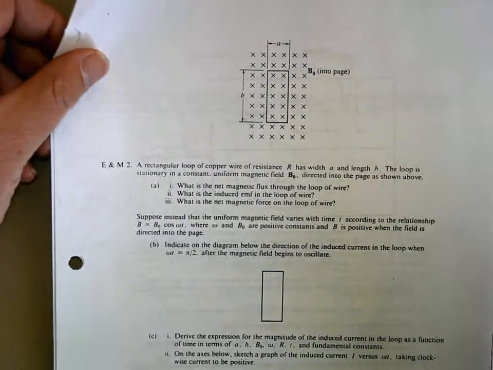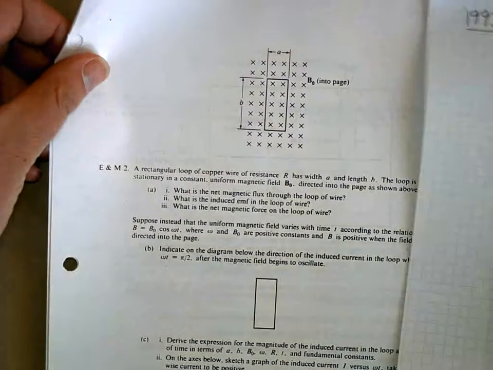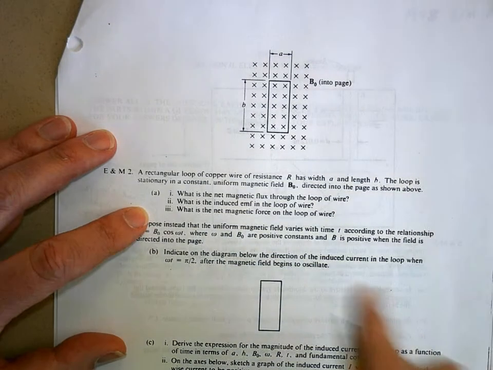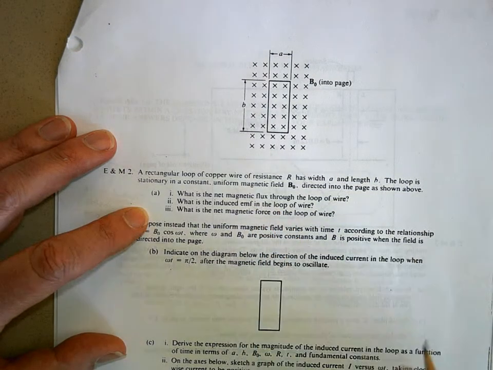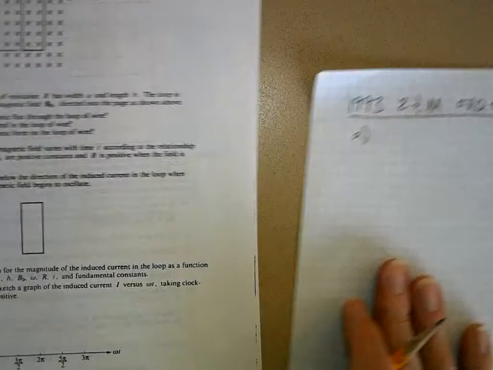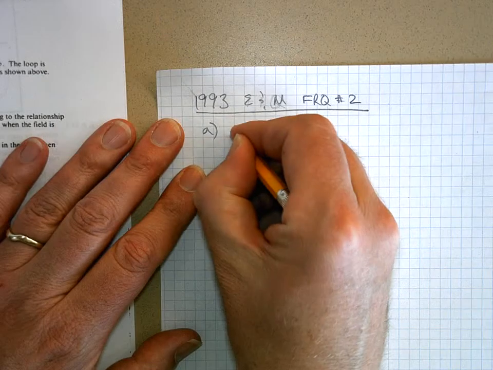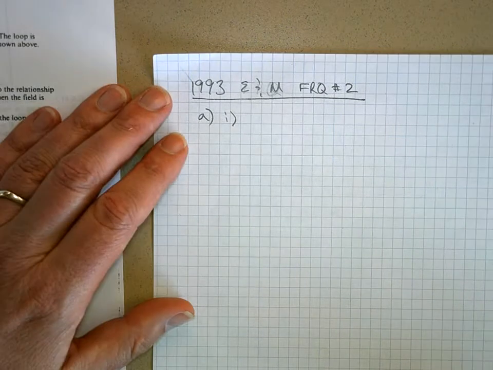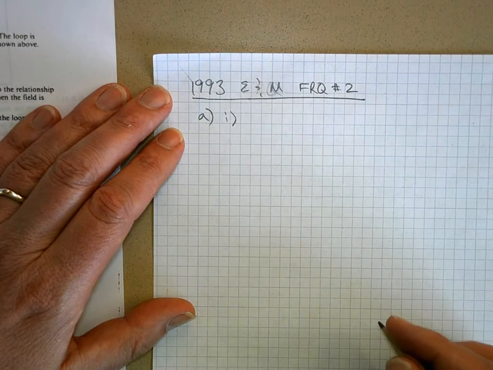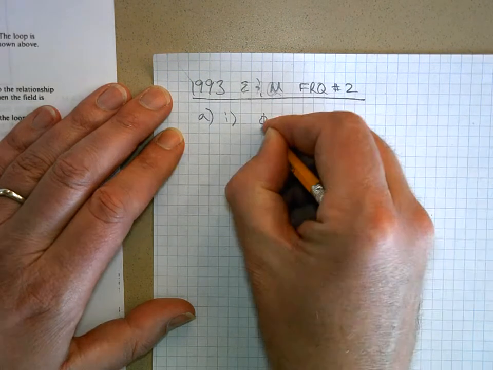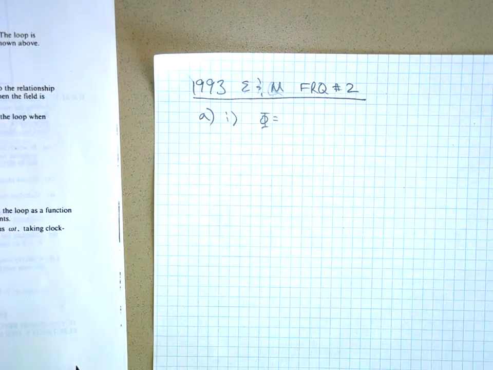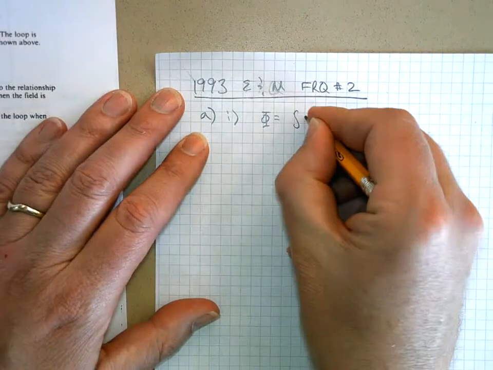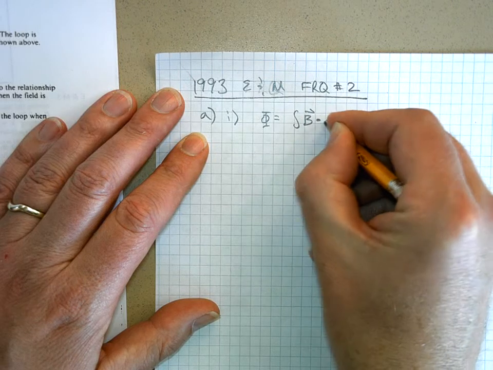All right. So, well, actually not really. For part A, what is the net magnetic flux through the loop? So let's do that first. What you have to know is what is the equation for magnetic flux? Well, it doesn't have to be a closed integral. In fact, if it was... okay, yeah, this is B dot dA.